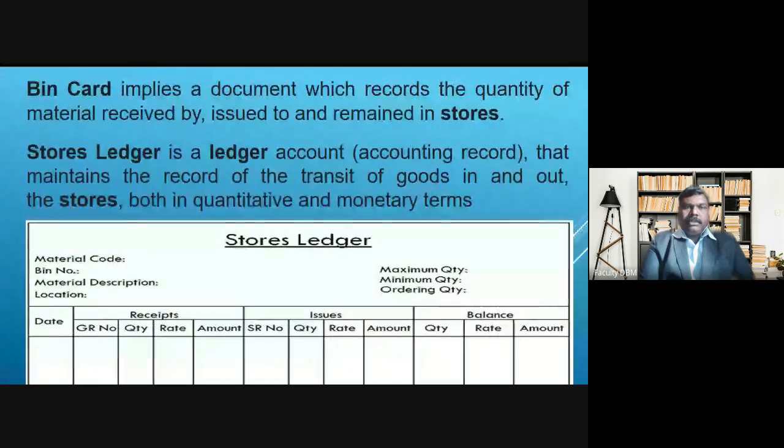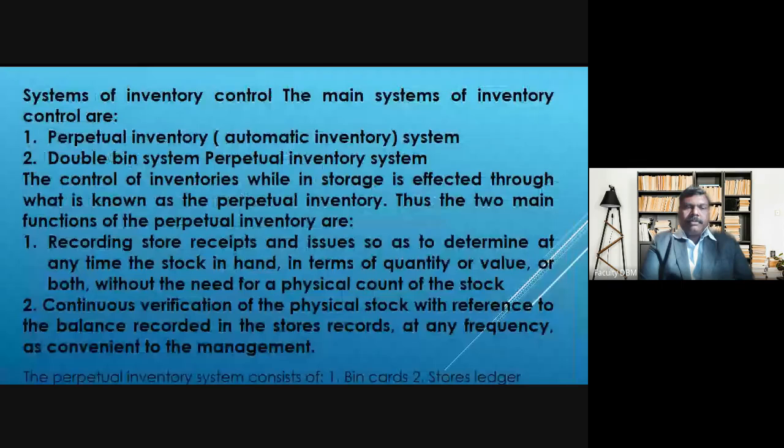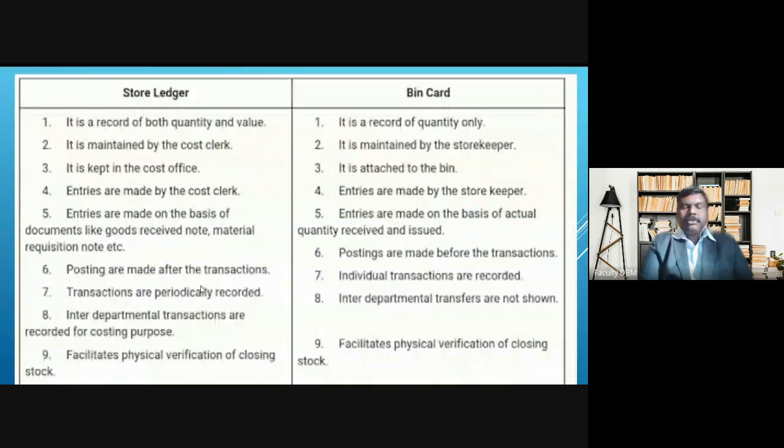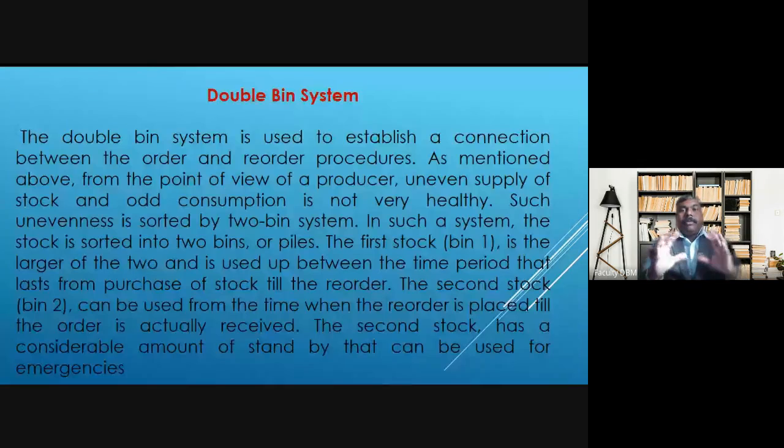Why do we have to study this? Because it comes under our perpetual inventory. The perpetual inventory system has two kinds, that is bin cards and store ledger, and this is the structure of the store's ledger, and this is the difference between the store ledger and the bin card system. Next, we are going to see the double bin system. In the last class I already explained what the double bin system is, and I also took an example of the municipal people, that is Swachh Bharat. They maintain two bin systems.